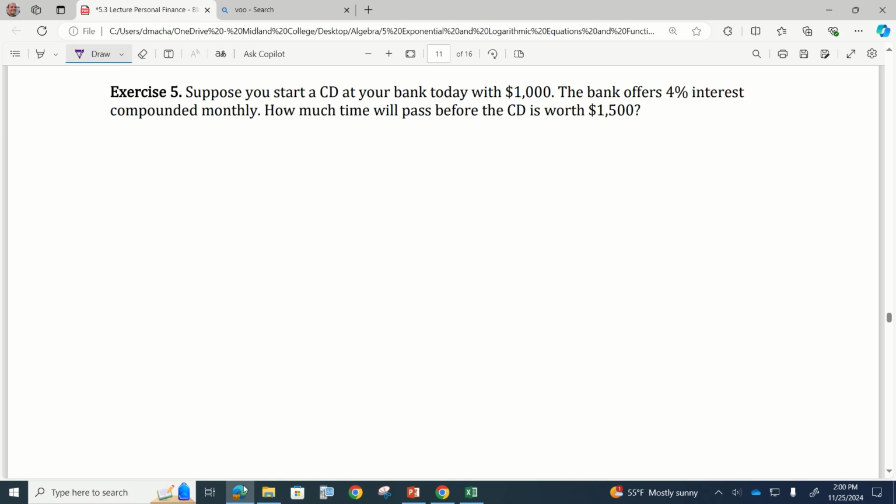Suppose you start a CD at your bank today with $1,000. The bank offers you 4% interest compounded monthly. Ooh, I see the words compounded monthly. I automatically write down my compound interest formula. Monthly means n equals 12. 12 months in a year.